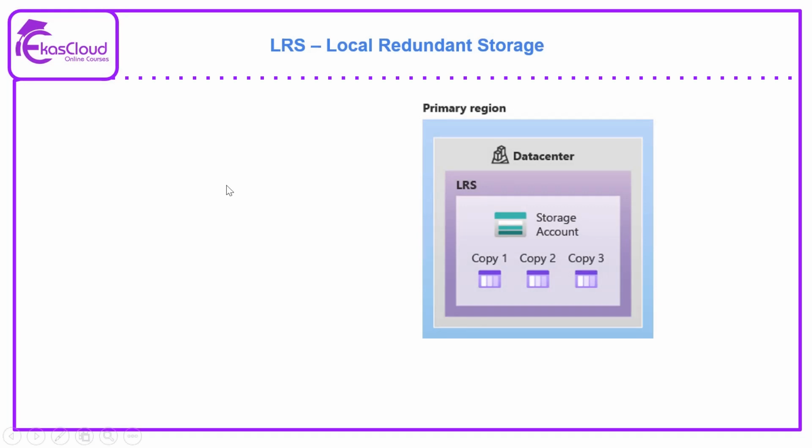So the first one is LRS, which is locally redundant storage. The diagram here shows LRS. So here Azure storage copies your data 3 times in a single physical location in the primary region. That is LRS. Now let's have a look at the benefits and disadvantages.